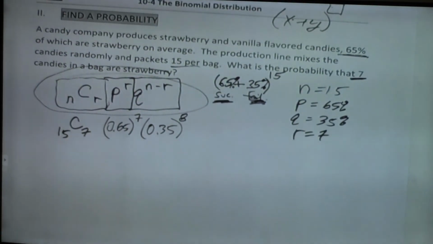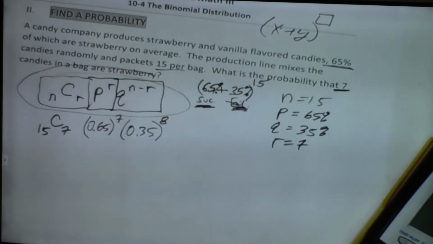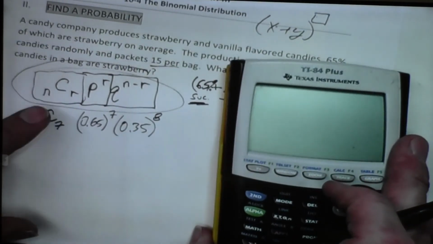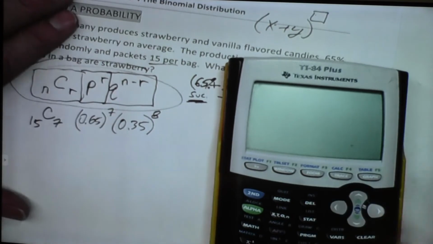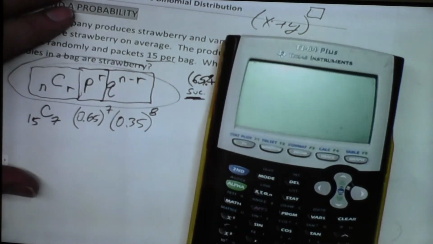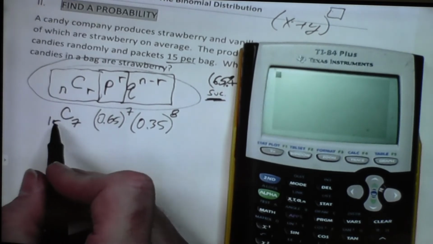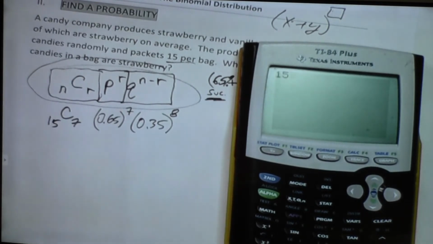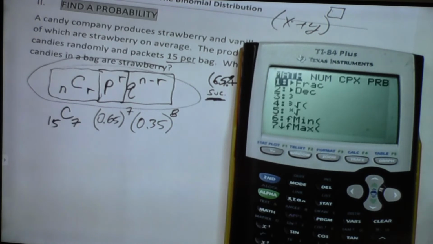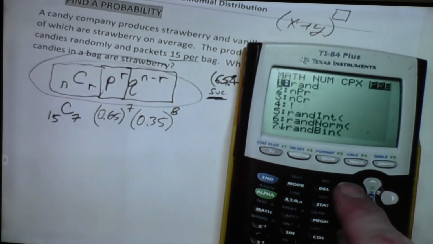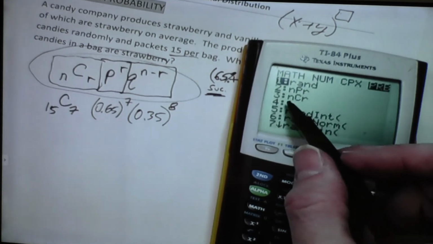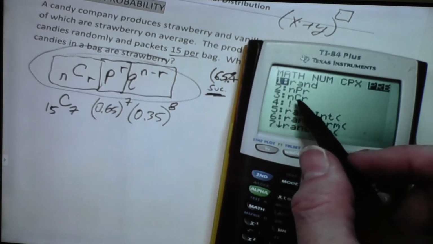Okay, we put that into the calculator. What I recommend when you do it is to just do this first and then multiply by each of these. So watch and see how I do it on here. In order to enter this, you have to put the 15 first. Then you go to the math key. Watch what I do here with this to probability. And this number 3 on here is a combination.